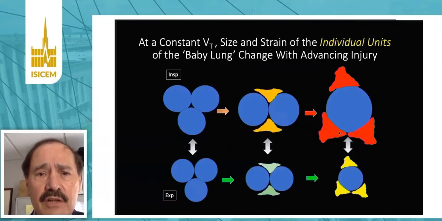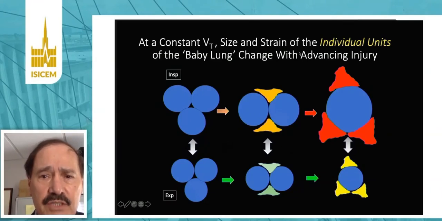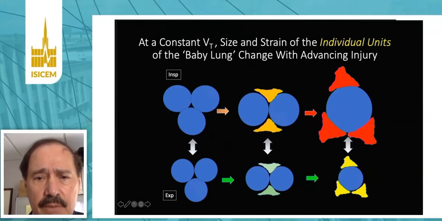At a constant tidal volume, the size and strain of the individual units of the baby lung change with advancing injury. Now, as injury worsens, the same volume going into 3 goes into 2, goes into 1, with much different effects on total strain. And again, this is a part of the shrinking baby lung that I'll talk about in a moment.